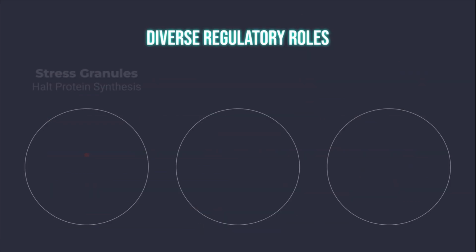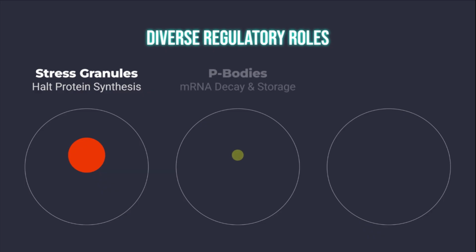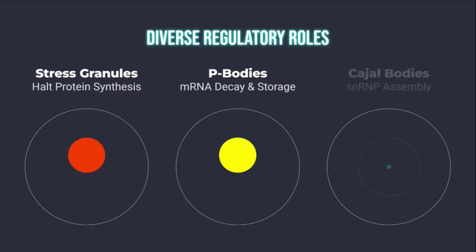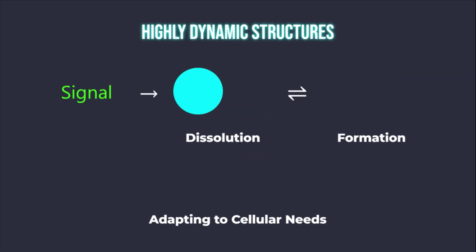Biomolecular condensates serve diverse regulatory roles essential for cellular homeostasis. Stress granules sequester messenger RNA and translation initiation factors during cellular stress, halting non-essential protein synthesis until conditions improve. Processing bodies, or P-bodies, are sites for messenger RNA decay and storage, regulating transcript stability and turnover. In the nucleus, Cajal bodies organize small nuclear ribonucleoprotein assembly, crucial for splicing.